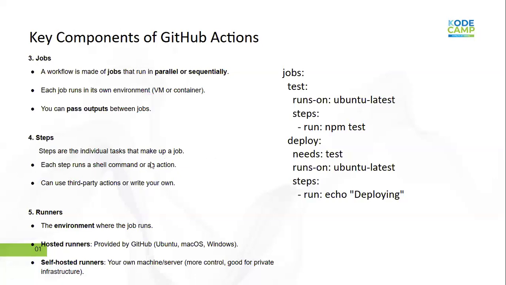Then steps make up a job. Each step runs a shell command or an action. You can use third-party actions or write your own. Runners are the environment where the job runs. This is this Ubuntu latest. You can use GitHub-hosted runners. Please always use Ubuntu; Mac and Windows are difficult to set up.